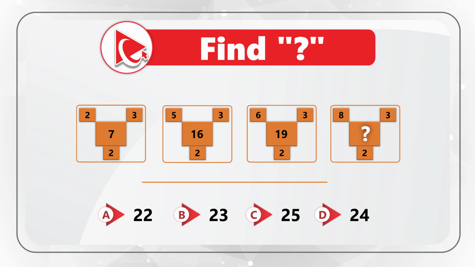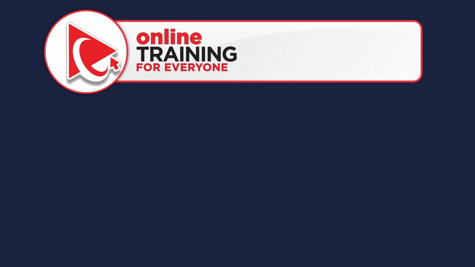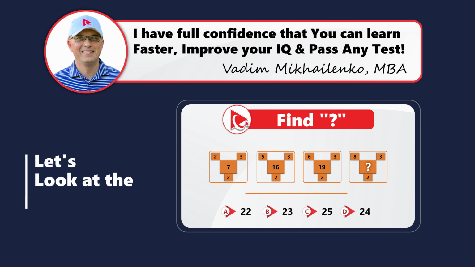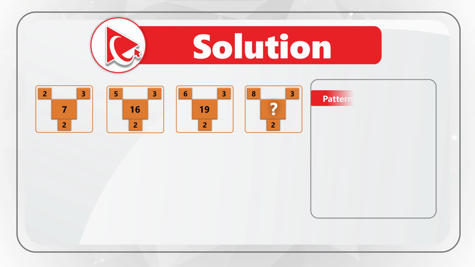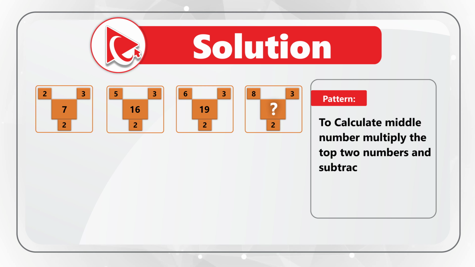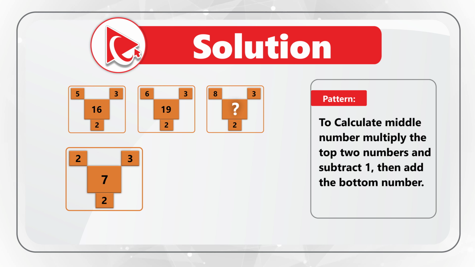Take a close look at the shapes and see if you can calculate the pattern. Let me share with you my logic and rationale, and obviously if you have a better way to solve it, please make sure to share in comments. I think the pattern here is that to calculate the middle number, you need to multiply the top two numbers and subtract 1. Then add the bottom number. Let's look at the first shape to confirm the logic.